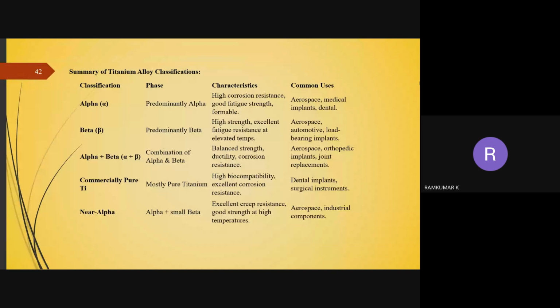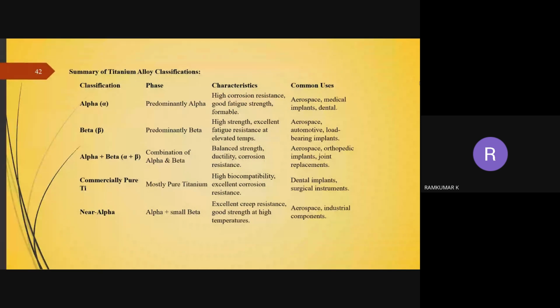The final one is the summary of the titanium alloys, which we have seen in the earlier slides. So we have seen alpha, beta, commercially pure, and near alpha. First one is alpha. It has a higher corrosion resistance, good fatigue strength, formable, and it is used in aerospace, medical implants, and dental. The next one is about beta. The beta has a high strength, excellent fatigue resistance at elevated temperatures. It has common uses in aerospace, automotive, and load-bearing implants.